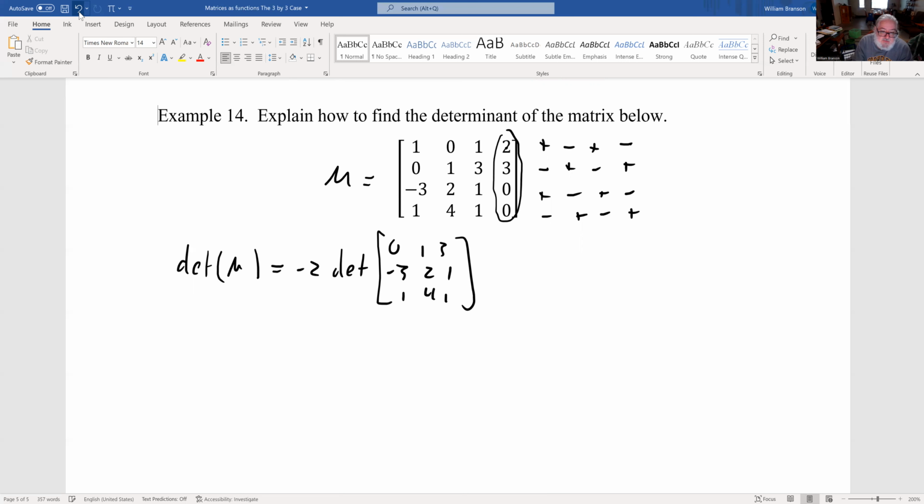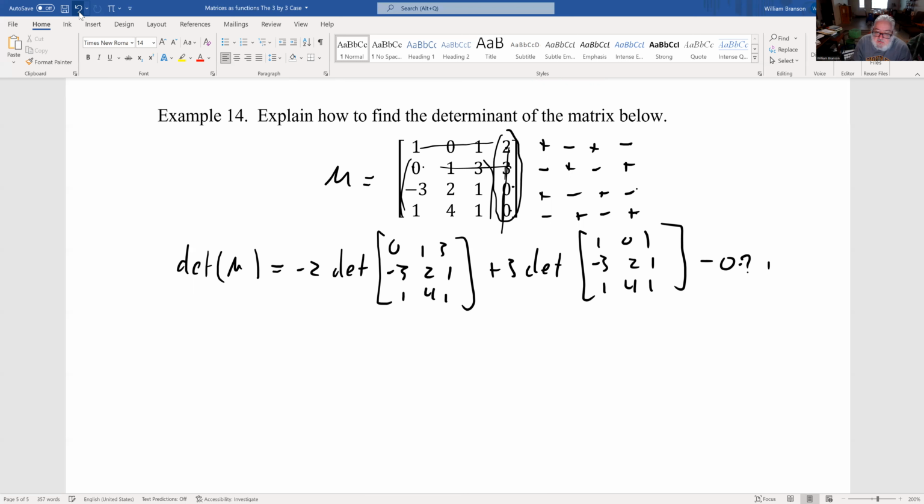So this matrix is what you get when you delete the row and the column that your 2 is in. And then we'll take plus 3 times the determinant of the matrix you get when you delete the row and the column that 3 is in. So that would be 1, 0, 1, minus 3, 2, 1, 1, 4, 1. And then you get minus 0 times something plus 0 times something. And I don't really care what they are because 0 times anything is 0.